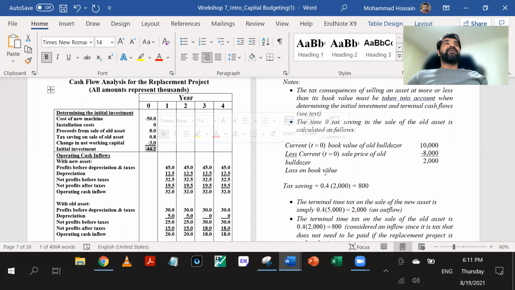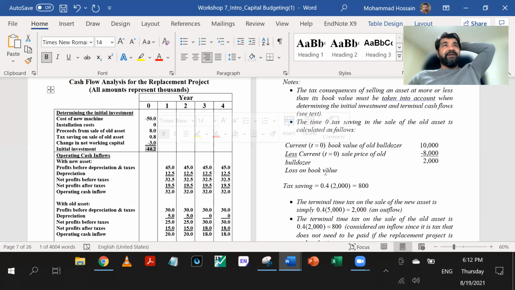Cost of new machine, 50,000. There is no other installation cost. And when you go for the new machine, you do not need the old machine, so you're going to sell the old machine. The old machine will give you $8,000, because they said the old machine has a value of $8,000 that you can receive. Then the tax savings on sale of the old machine will be 0.8.